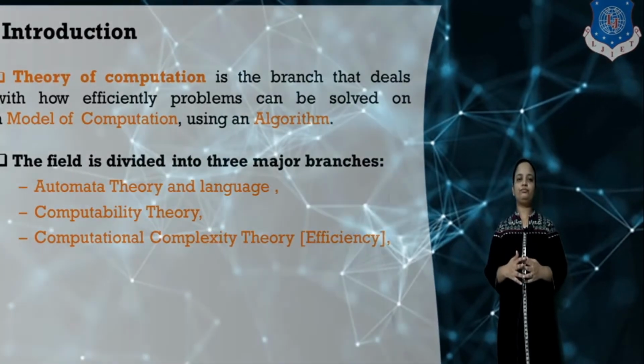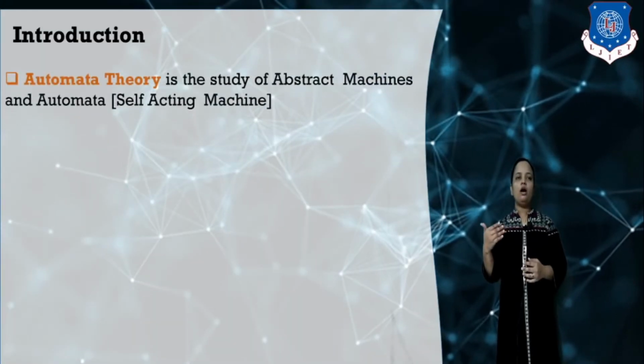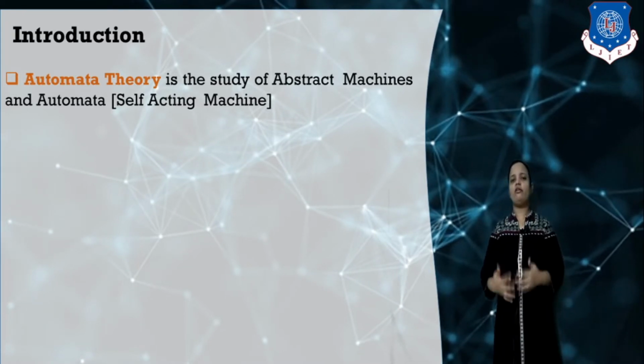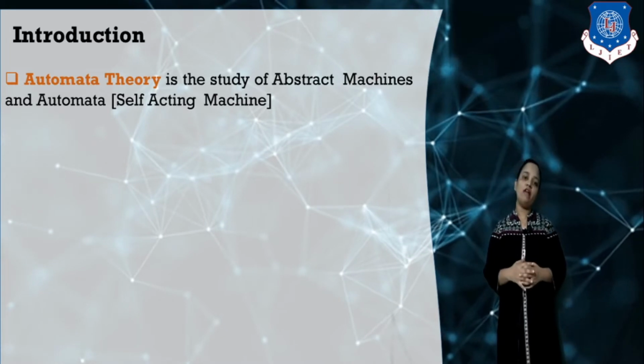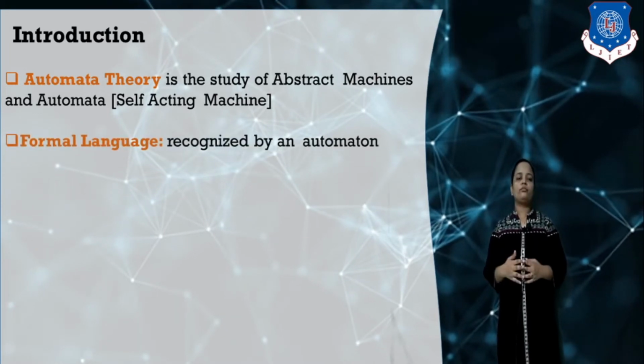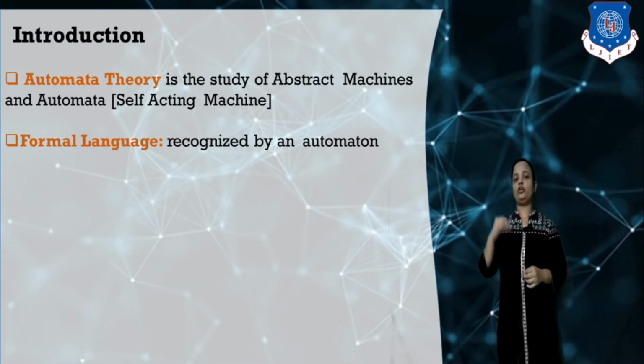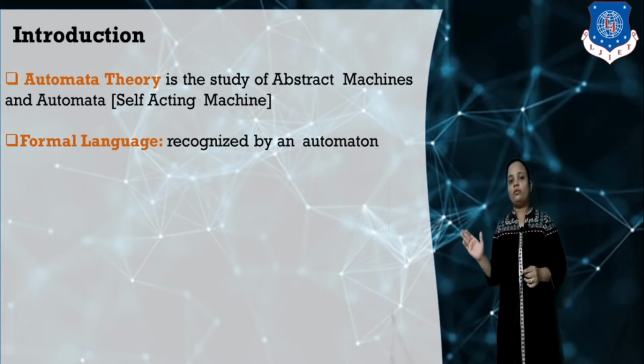First of all, what is automata theory? Automata is the study of abstract machines, and these machines are self-acting machines. Now, what are formal languages? Formal languages are those recognized by these automata machines. We can say that an automaton is basically a self-acting machine.